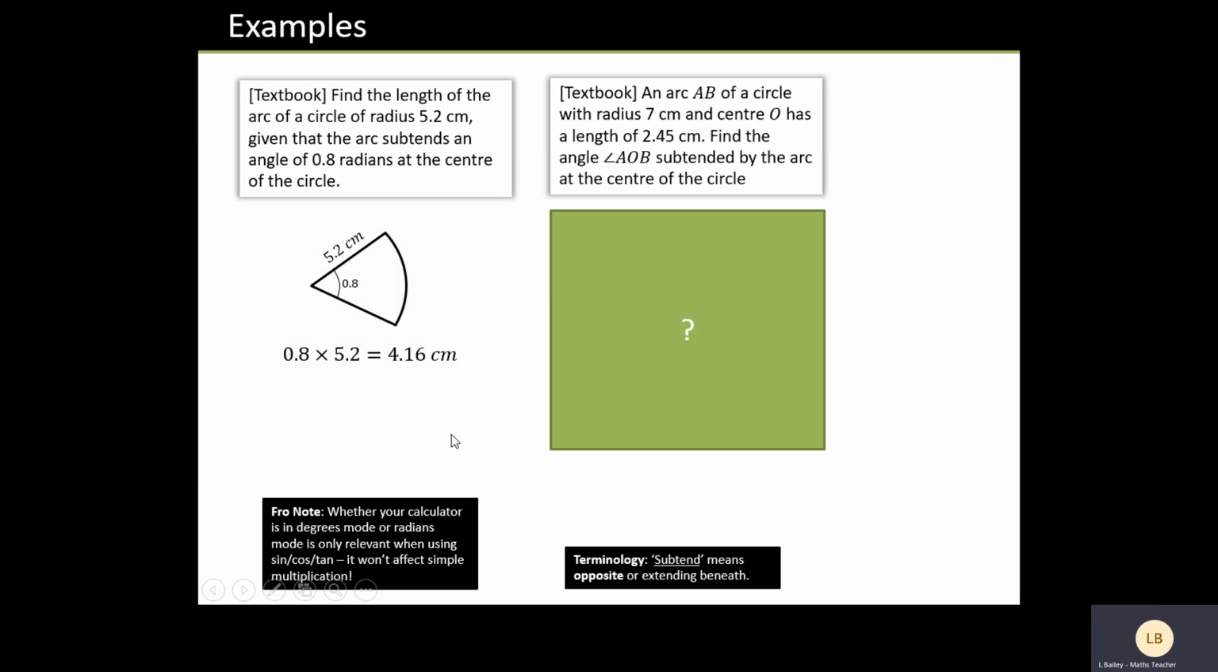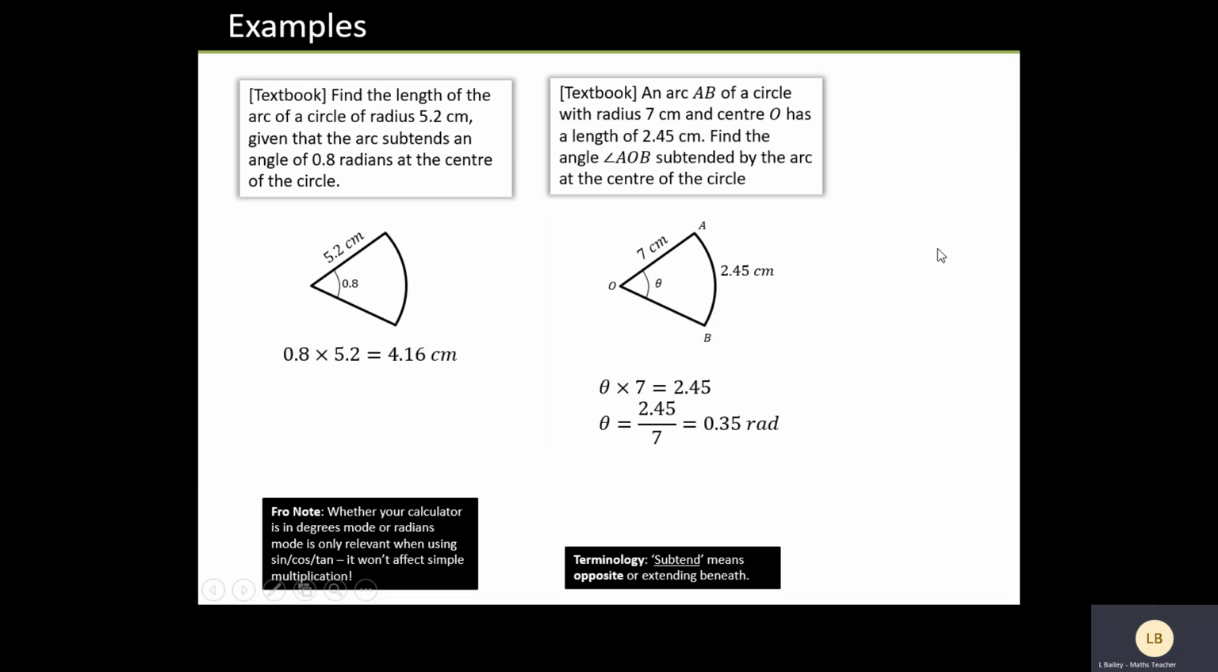So first one, we've got r is 5.2, we've got an angle of 0.8, so it's just r theta, which gives you 4.16 centimeters. Second one, this time they've done it the other way around. They've given you what the arc length is, they've given you the radius, and you're just trying to find out the angle. So you just need to rearrange your equation to work out what your missing angle is.